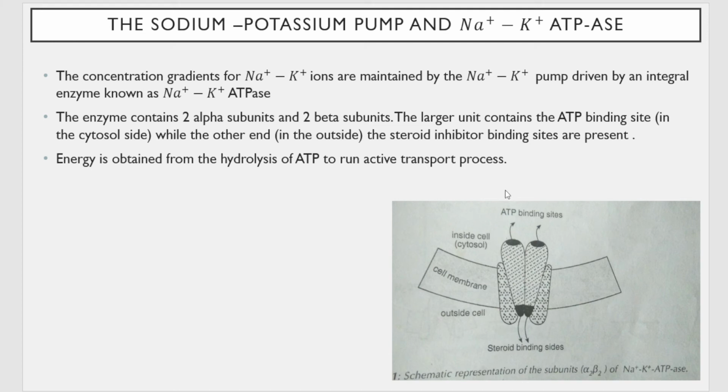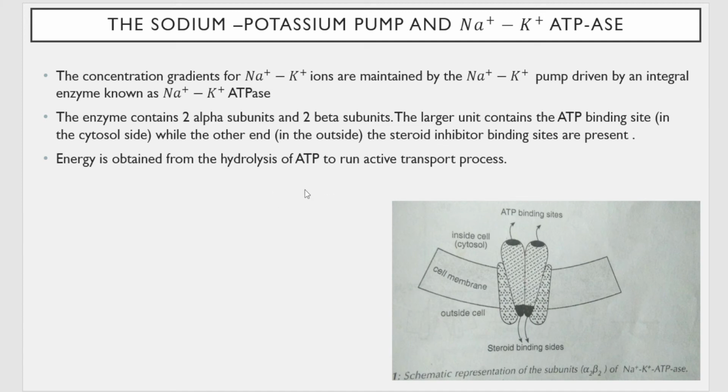This is the inside of the cell, or the cytosol, and this is the outside of the cell. And these sites on the alpha subunit, these black sites, are called ATP binding sites. This is called the steroid binding site. Aspartate or steroid binding site, these two smaller sites are on the alpha subunit only. On the top, facing towards the inside of the cell, there is the ATP binding site, and on the bottom, facing towards the outside of the cell, there is the steroid binding site.